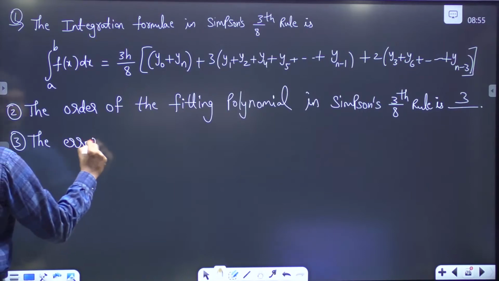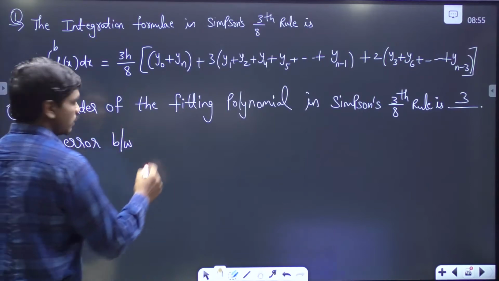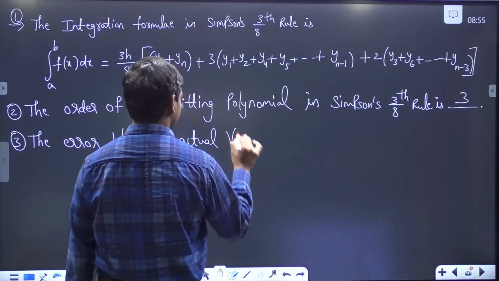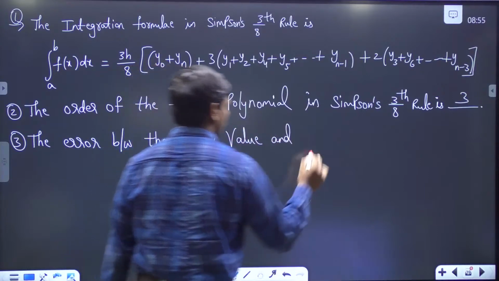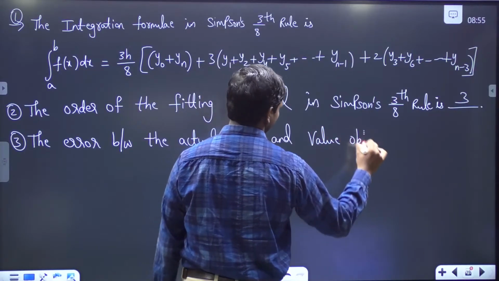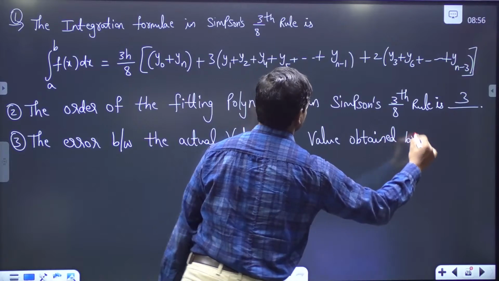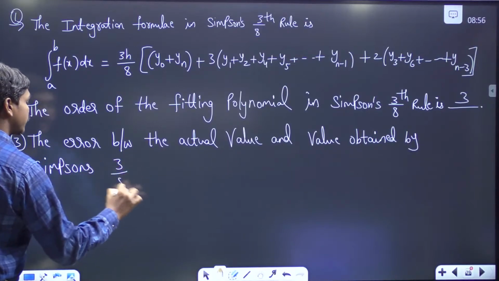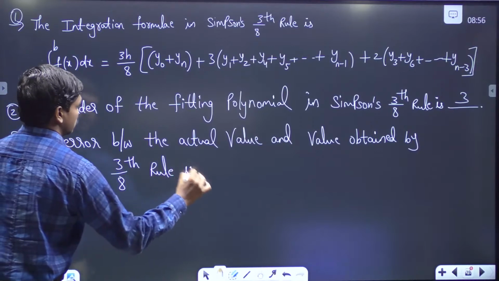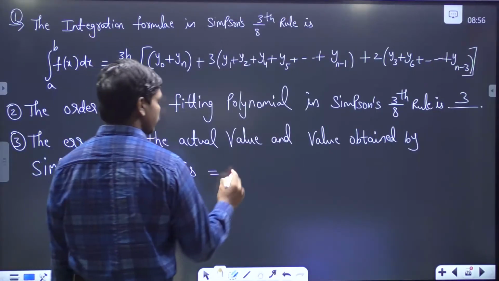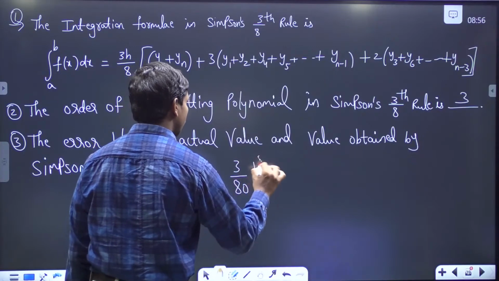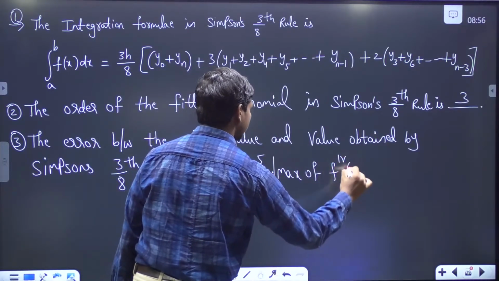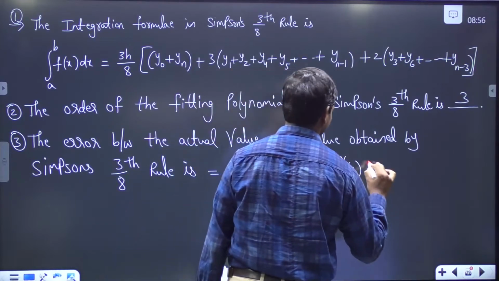Next, the error between the actual value and the value obtained by Simpson's 3/8 rule is equal to, means basically the change between these two values is 3/80 into h power 5 into the maximum of the fourth derivative of f of x in (a, b).